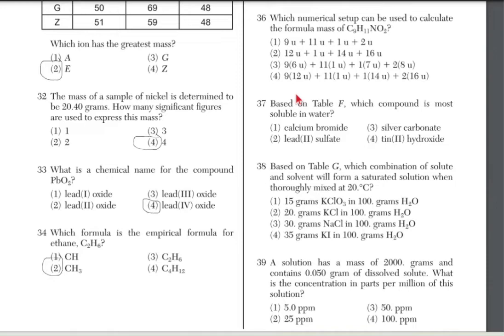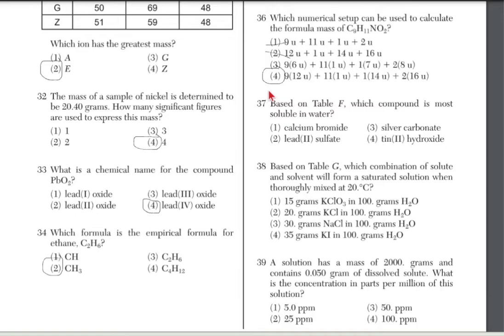Which numerical setup can be used to calculate the formula mass of C9H11NO2? Just taking a look at this, you can eliminate 1 and 2 because U just represents the atomic mass unit, but obviously each element has its own individual mass that you need to look on the periodic table to see in the top left corner. Looking at the mass in the top left corner, you would see that the mass of carbon is 12U, but you have 9 carbons, so that means the answer choice should be 4 because it has 9 times 12U.